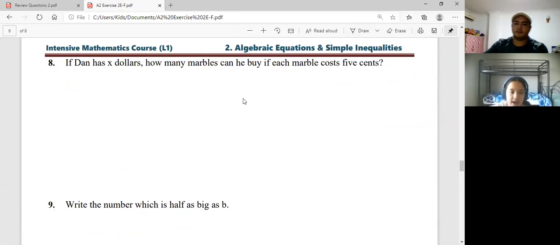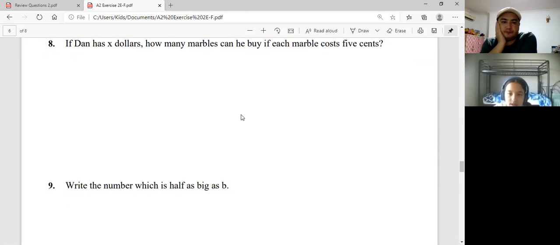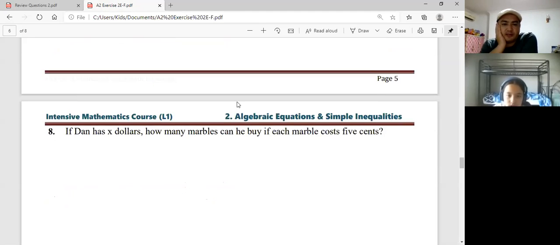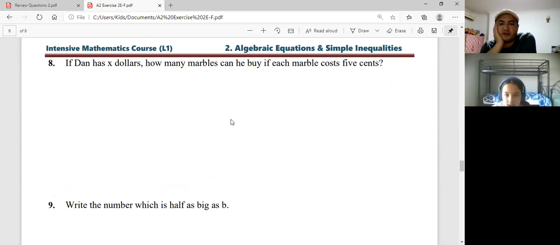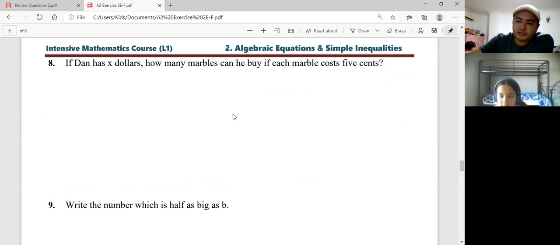If Dan has X dollars, how many marbles can he buy if each marble costs 5 cents? X times 5, right? In this kind of problem, Shahina, if you are asked to show your work, how would you solve this? As I showed earlier, X dollars, right? How many marbles can he buy if each marble costs 5 cents?